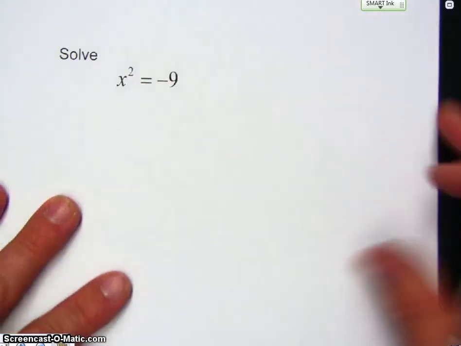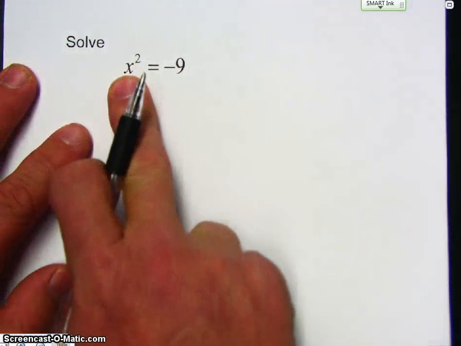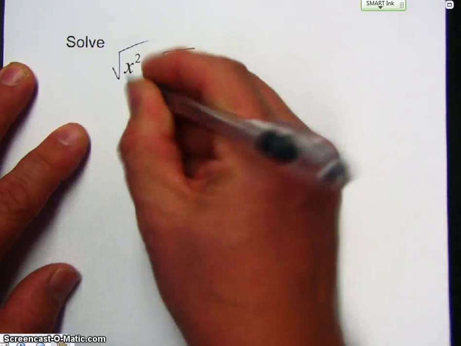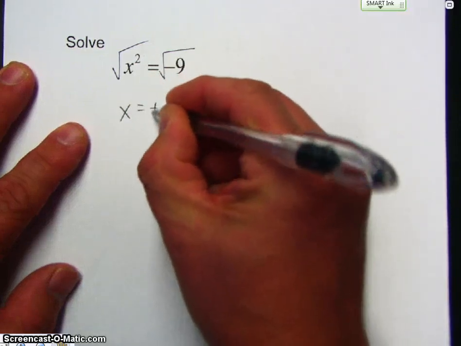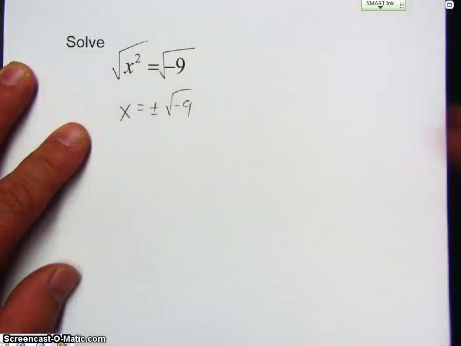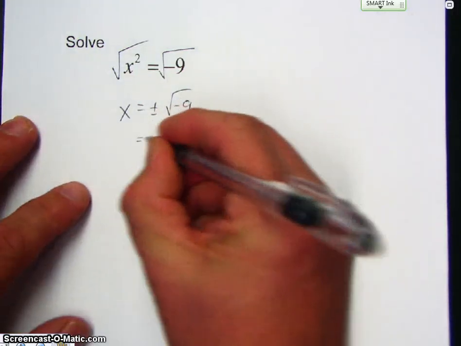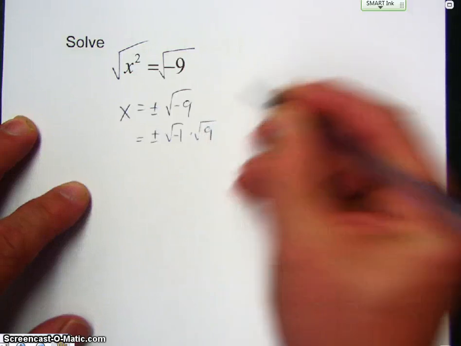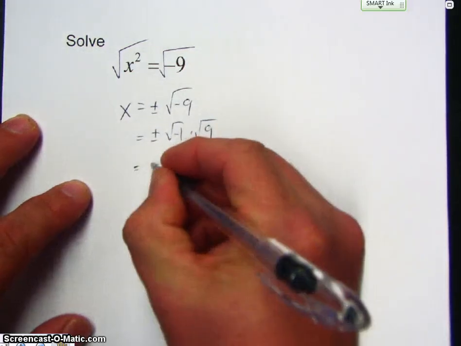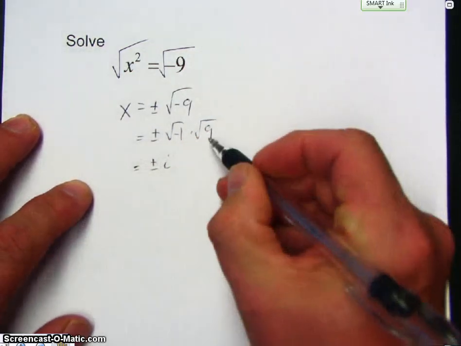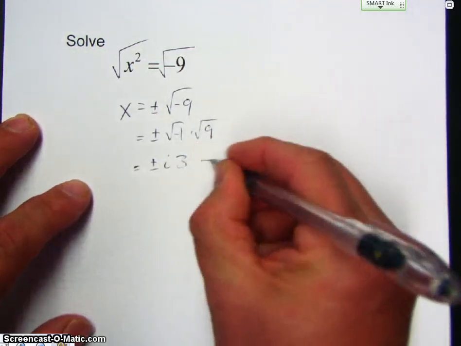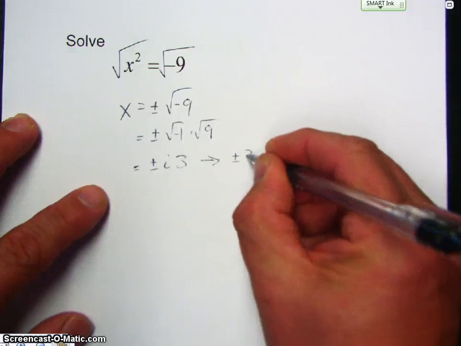Let's look at another example. This one's nice. The x squared is already by itself, so we can just go ahead and take the square root. So x equals plus or minus the square root of negative 9. Well, that's plus or minus square root of negative 1 times the square root of 9. Well, that's plus or minus i, and the square root of 9 is a perfect square, so that gives me 3. So we rewrite it as plus or minus 3i.